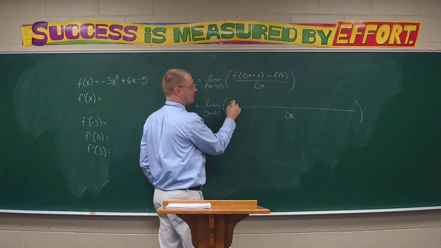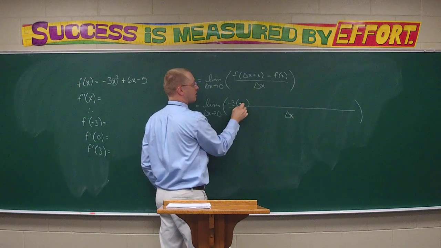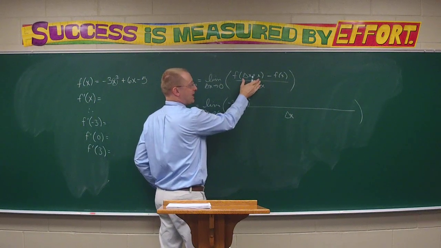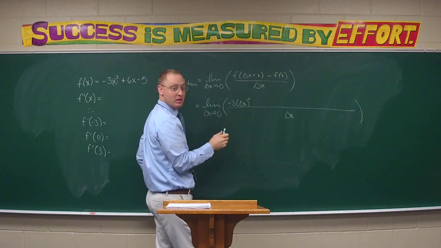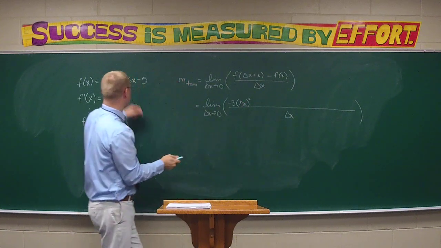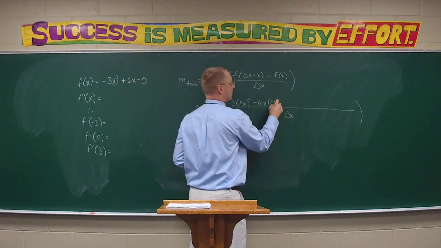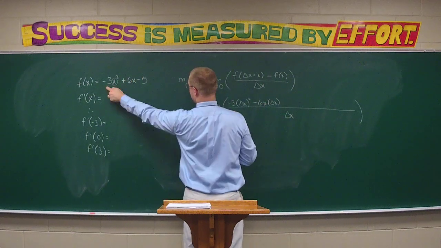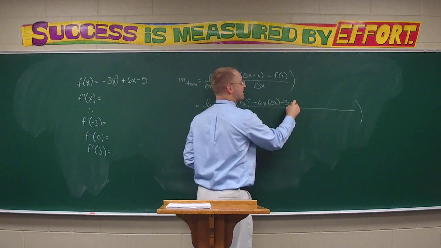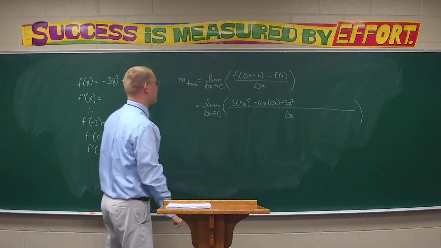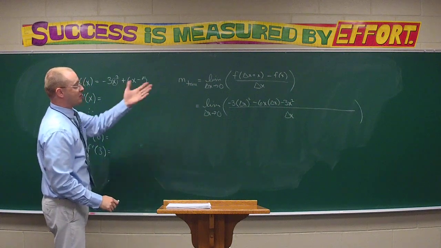It's going to be negative 3 delta x squared. Multiply and double the 2x delta x, but times the negative 3. Negative 6x delta x. And then square and multiply by negative 3. Negative 3x squared. See, look at that. Confidence. Okay. And then it says minus f of x.